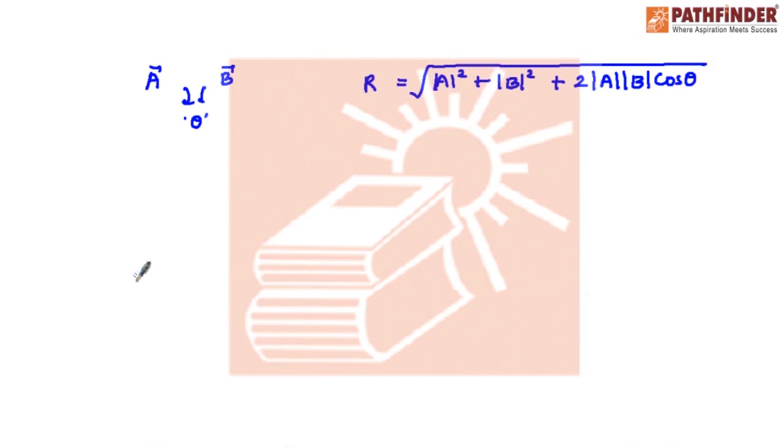So if we look at this from this point of view, that this is A vector and this is B vector, and suppose the question asks to find the angle which the resultant makes with the A vector, suppose phi angle is asked.